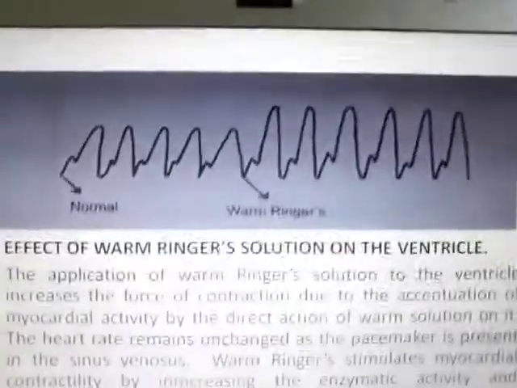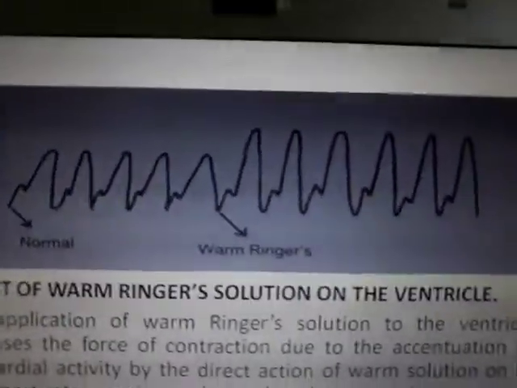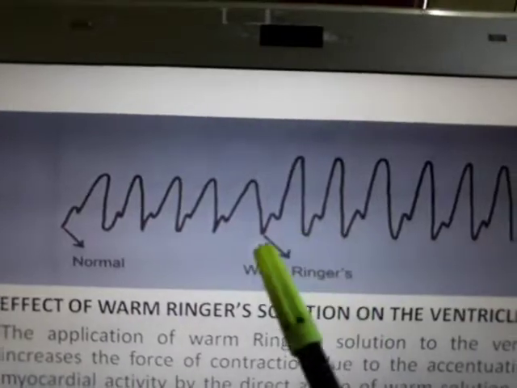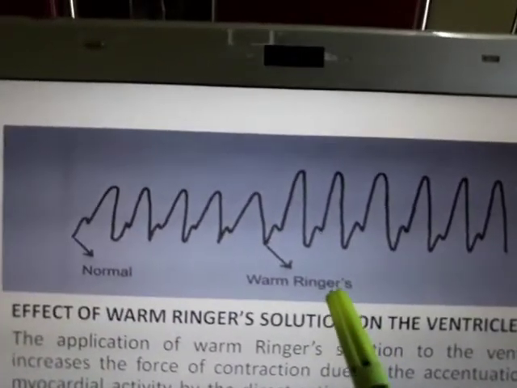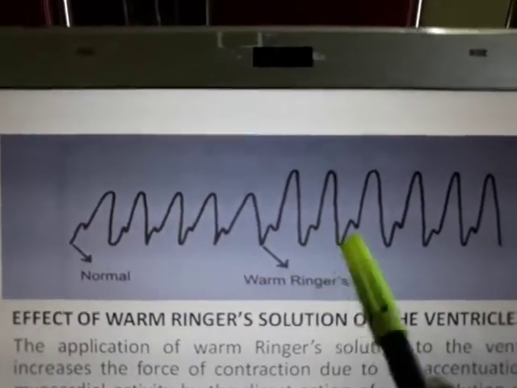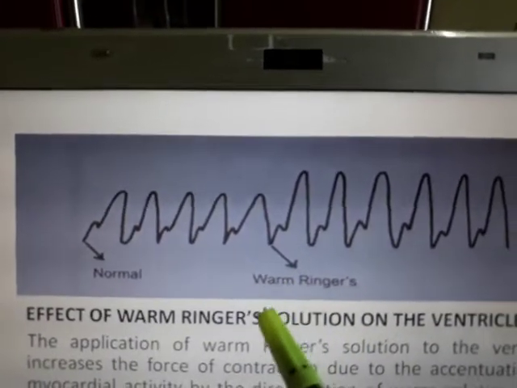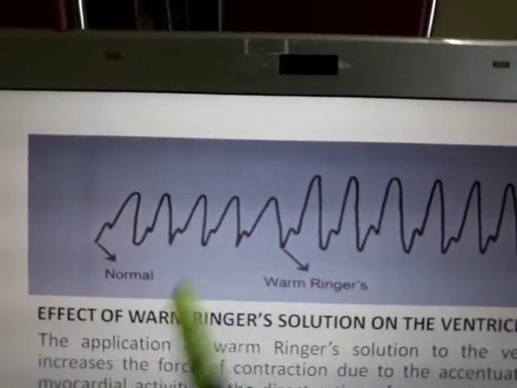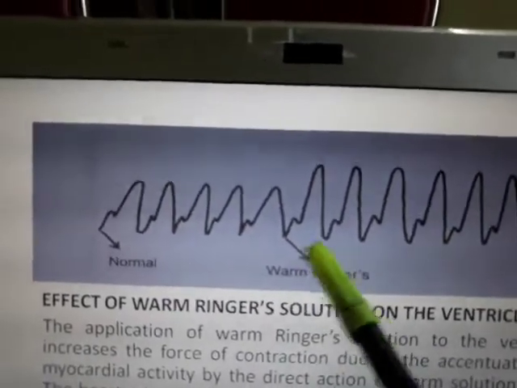Now lastly, effect of warm Ringer solution on the ventricle. Warm Ringer is at around 40 degrees centigrade; we should not cross 42 degrees here. So 40 degrees is more or less good. Ideally 35 to 40 degrees is used, and when we use the cold, around 10 to 15. Okay, so for warm Ringer, 40 degrees centigrade we have used.